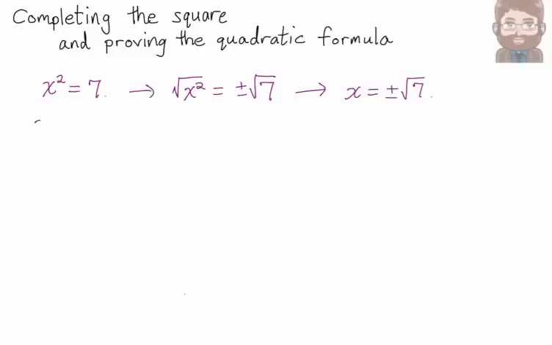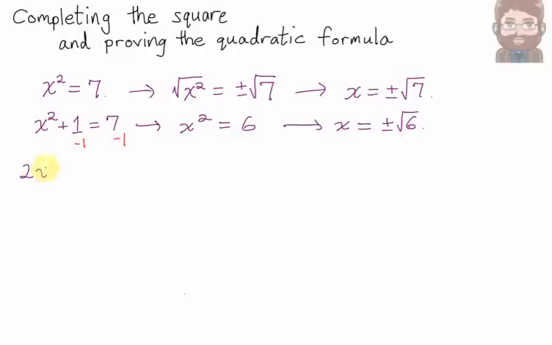If I make the equation slightly more difficult, x squared plus 1 is equal to 7. Well, what we'd do is subtract 1 from both sides. We'd obtain x squared is equal to 6. Then we can proceed as before, take the square root of both sides, and obtain x is equal to plus or minus radical 6.